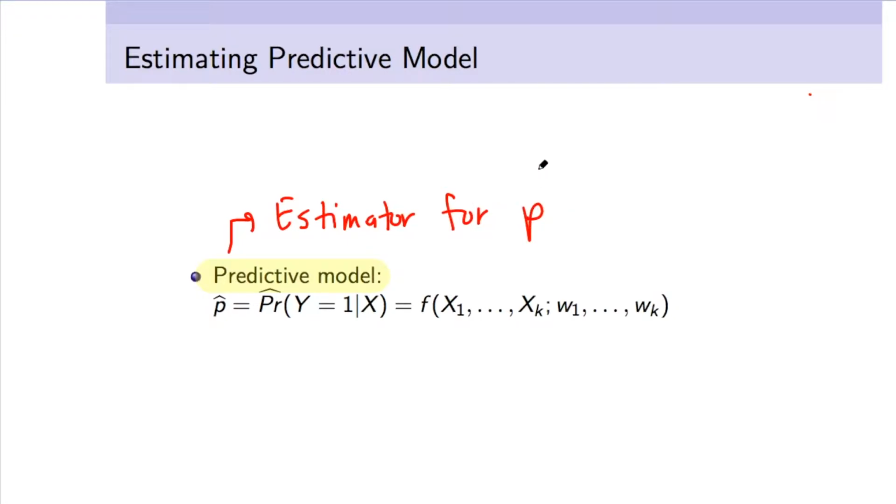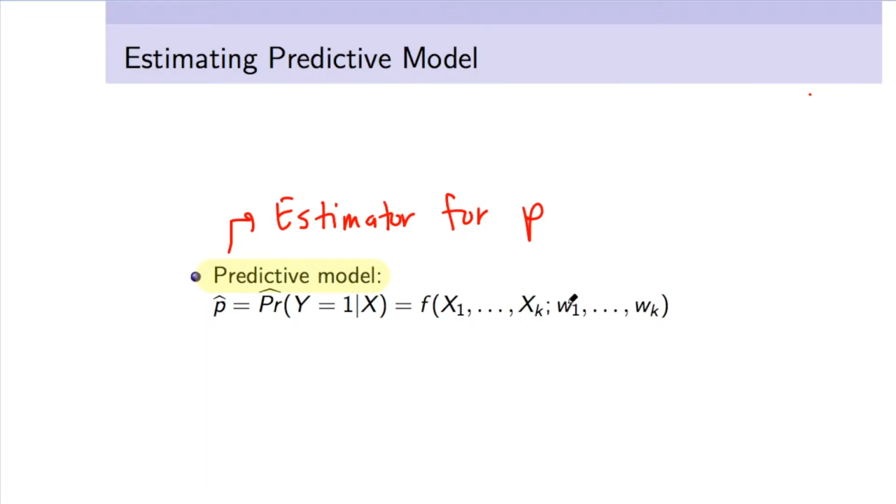Remember, an estimator is a function of the data that's informative about our parameter. In this case, the estimator estimates the probability that y is equal to 1 given the features of the item. In the context of spam detection, the predictive model estimates the probability the email is spam given the contents of the email. So this is what the predictive model looks like.